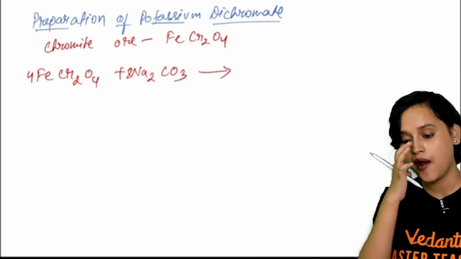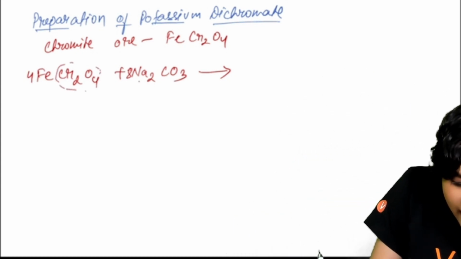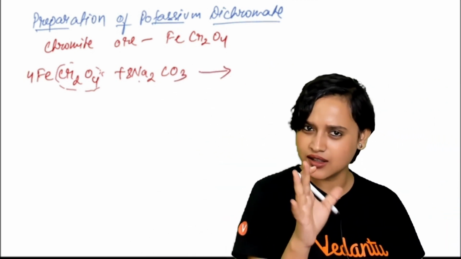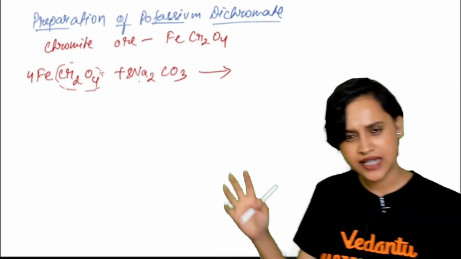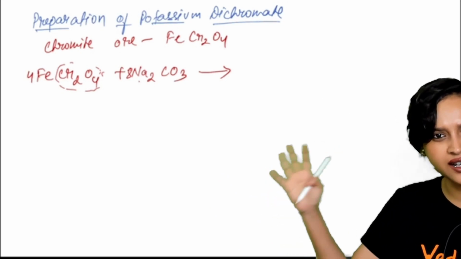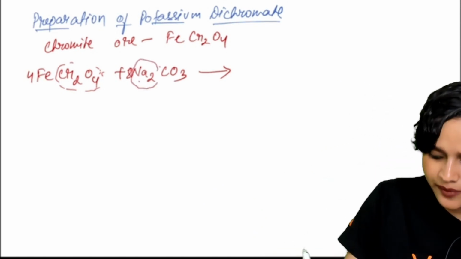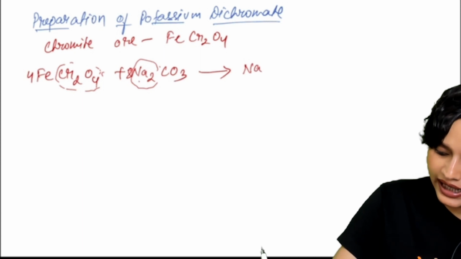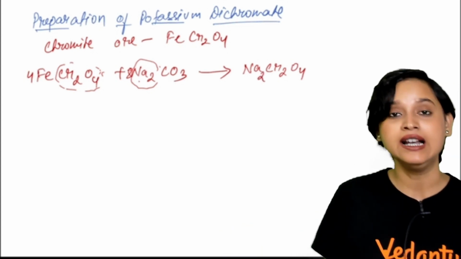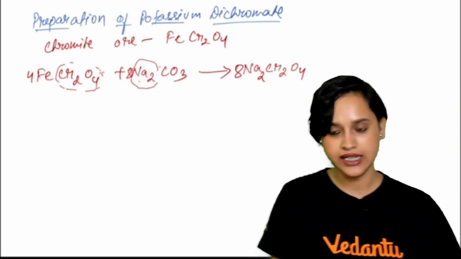Now see what will happen. Don't you think you have seen this somewhere, Cr2O4, like oxalic acid? It looks like an acidic form, isn't it? And then here you have Na. So what you will get is Na2CrO4, and because there is 8 here, let's write 8 here as well. Now what is remaining?